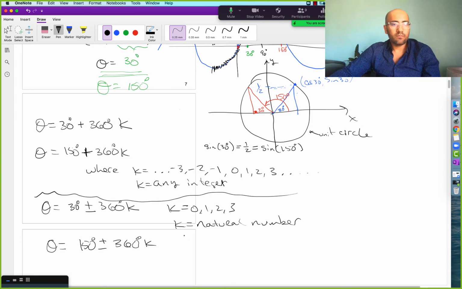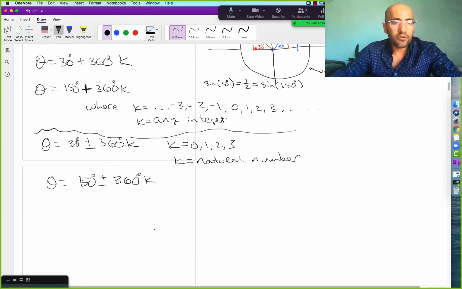And then, of course, you can also present the same thing in radians. All the same work applies. You can think of it in degrees and then come back and rewrite your work in radians. 30 degrees is pi over 6 plus or minus 2 pi k.